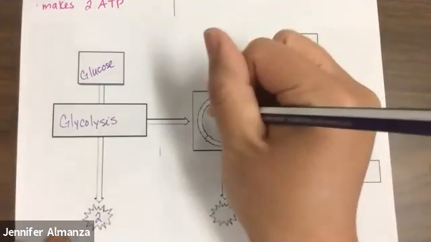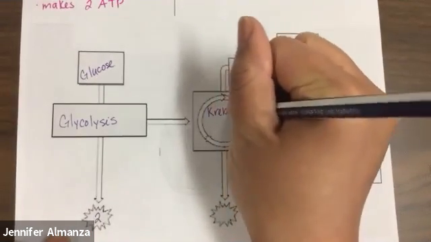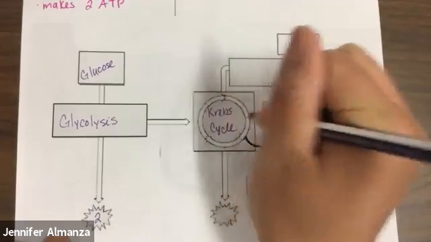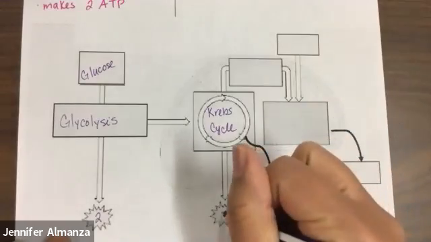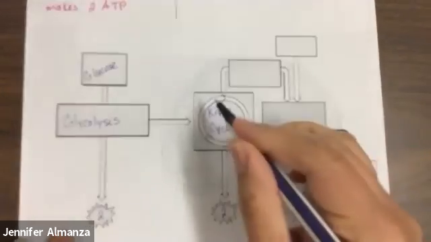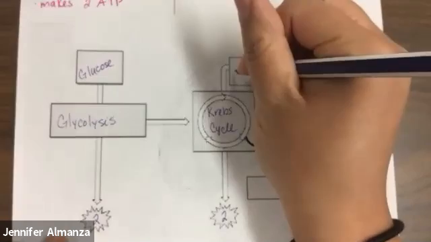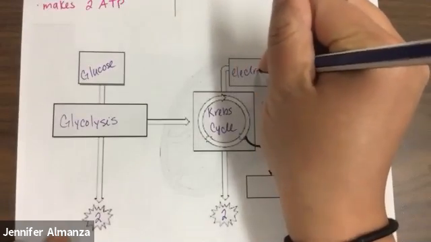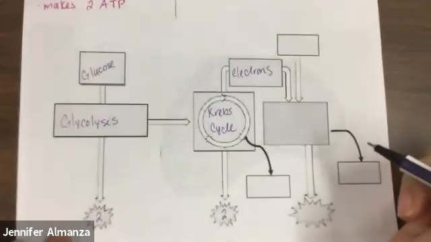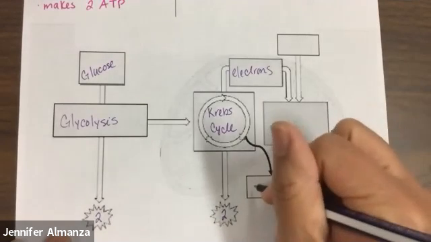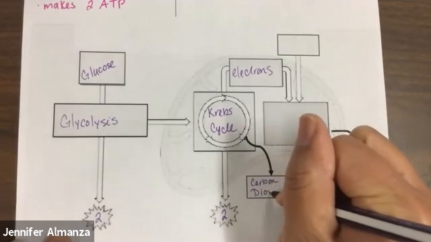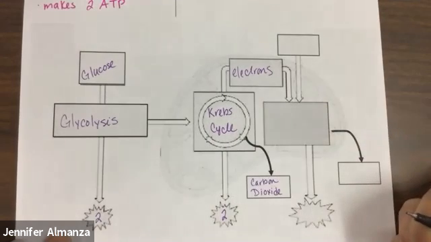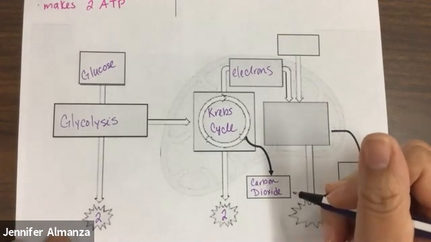So in here, I have my Krebs cycle. Okay, that pyruvic acid is going to go round and round and round and round. I'm going to get 2 ATP. I'm going to get a bunch of electrons. And during my Krebs cycle, this is when I breathe out carbon dioxide. Okay, breathing in oxygen, breathing out carbon dioxide. So I'm going to get rid of carbon dioxide.